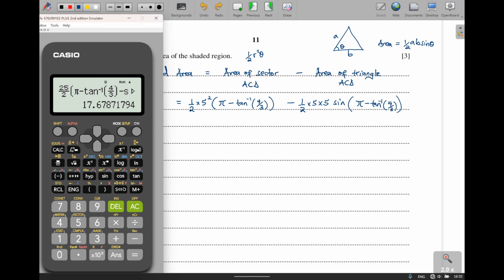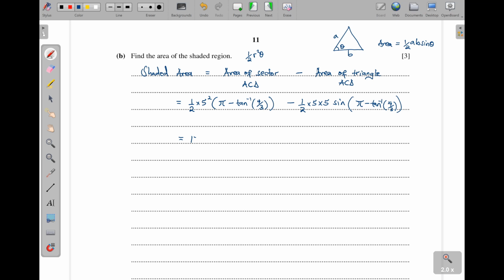So that one will give us 17.67871794. So to 3 significant figures, this one will be 17.7 centimeters squared, and that is that.